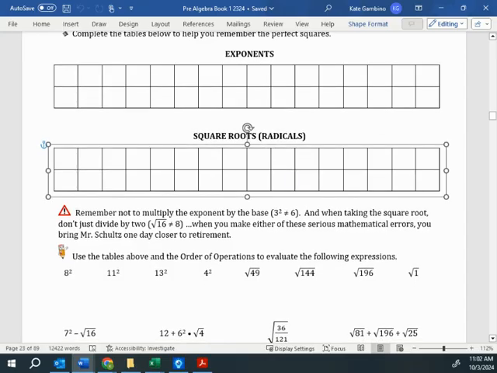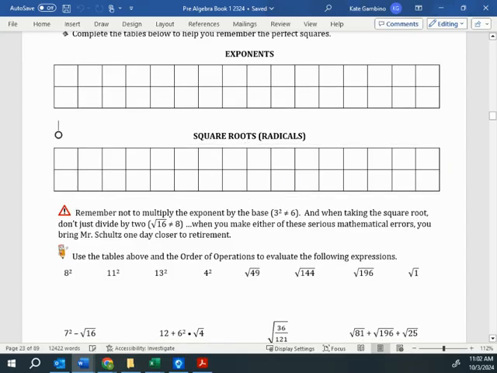Complete the table below to help you remember your perfect squares. So last year, I turned 49 for my birthday, and Gianna turned 16 for her birthday, and Rosa was super excited because she's my math girl, and she's like, oh, you and Gianna are both perfect squares this year. So we had a year of being perfect squares together.